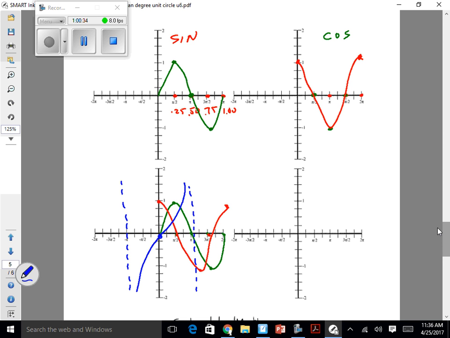Let me see how I can do this. Come on, you can do this. 1, 2, 3, 4.